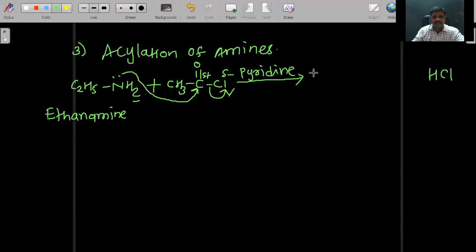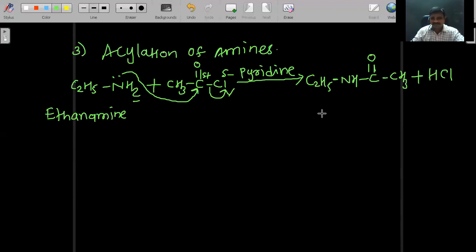Now the major product is C2H5-NH. Initially NH2 was present, but now one hydrogen is replaced, so NH remains. Here nitrogen gets attached to C double bond O, the carbonyl, and that carbonyl also loses its chlorine atom. This is the formed compound. This compound is known as an amide, because here CONH is the functional group. It is also a substituted amide.